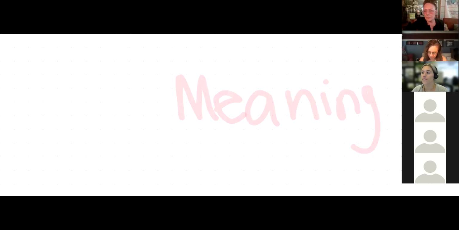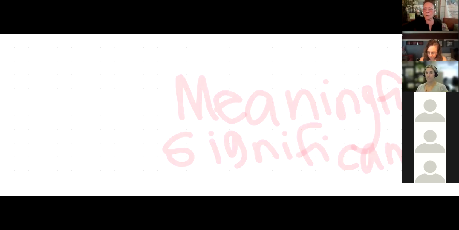The next words are meaningful and significant. And these words, meaningful and significant, should describe the progress that your child is making. Meaningful and significant progress is part of the analysis of whether a student's receiving a free, appropriate public education.